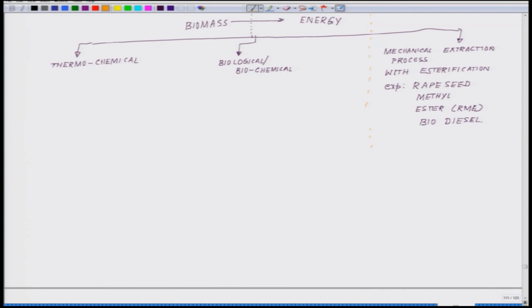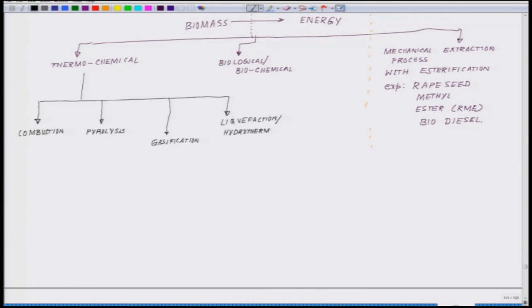Okay. Now, in terms of the thermochemical category, it could be classified into four different groups, which starts with the most simplistic of all, called combustion. Second one is pyrolysis. Pyrolysis is a technique of combustion in the absence of air. We'll come soon onto that. Third one is gasification. And the fourth one is liquefaction, which is also termed as hydrothermal upgrading. And we will talk about each one of these processes one by one.